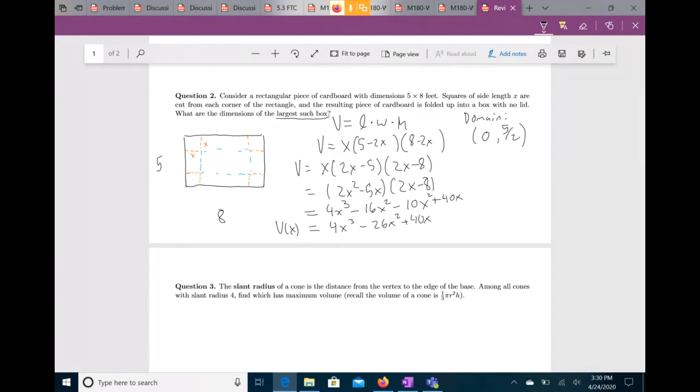Okay, so this is our volume function, and now we'll take the derivative. This will be 12x squared minus 52x plus 40. We can set this equal to 0. You can factor out a 4, and then you'll get 3x squared minus 13.